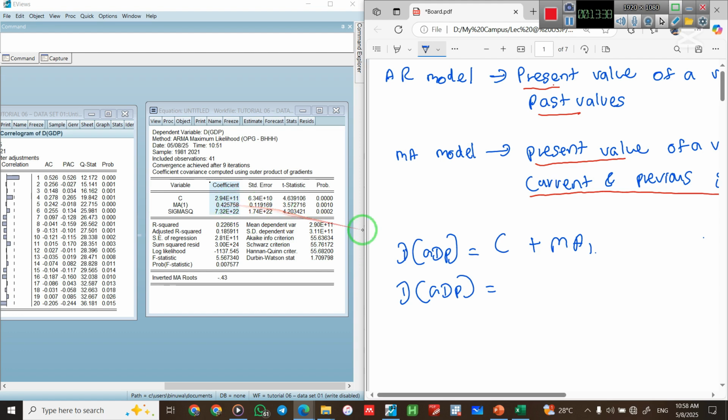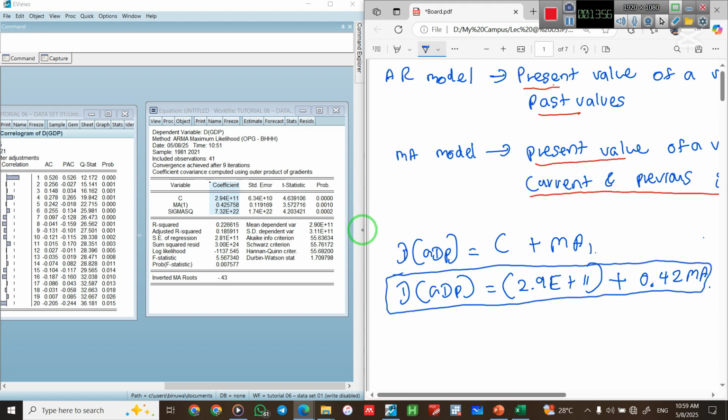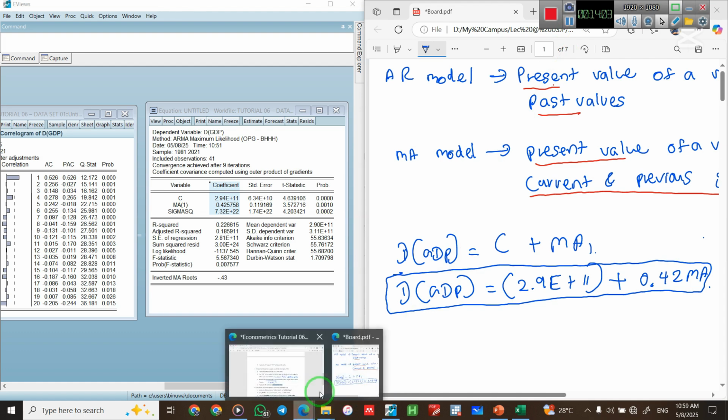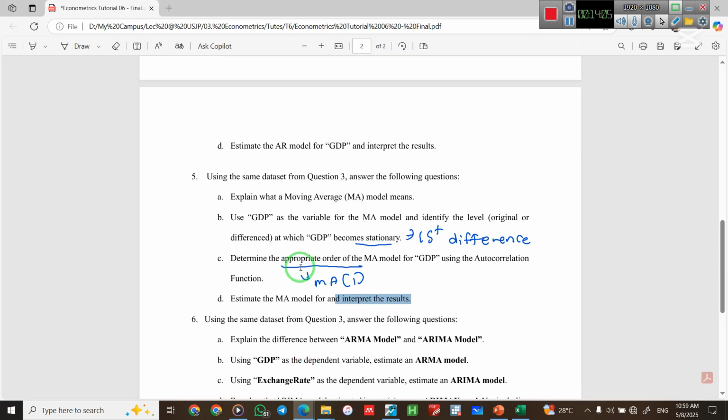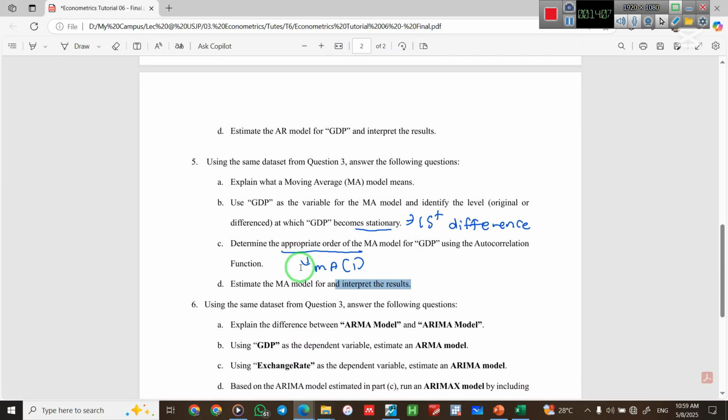This is our equation. So if we add values for this DGDP, instead of C we can write the coefficient value. I write 2.9 E plus 11 plus 0.42 into MA1, right? So this is the function for DGDP, or this is the function for determining the present value of the GDP, right? With that, students, we have completed the fifth question as well. Now we can move to the sixth question.